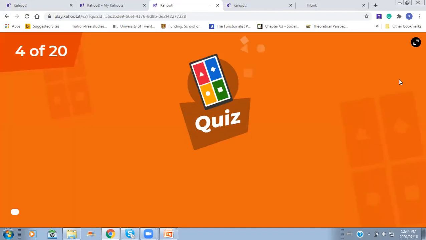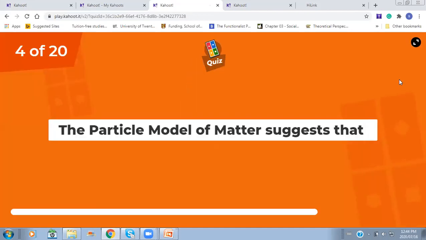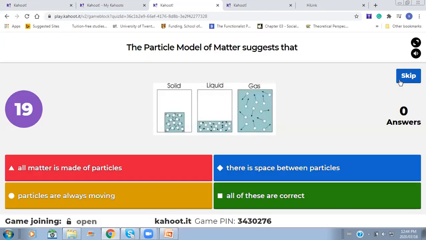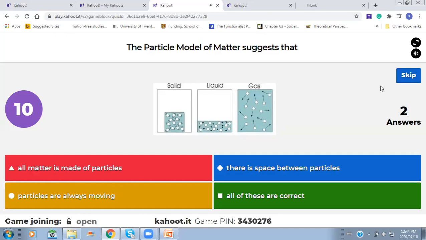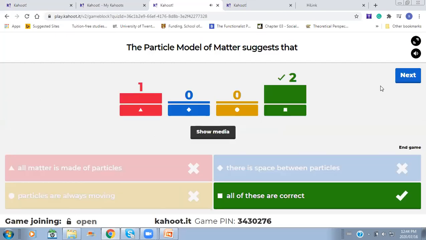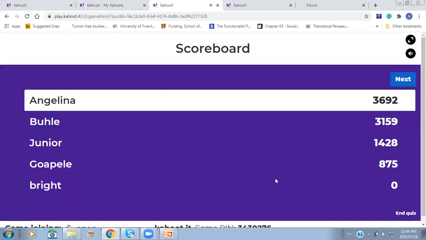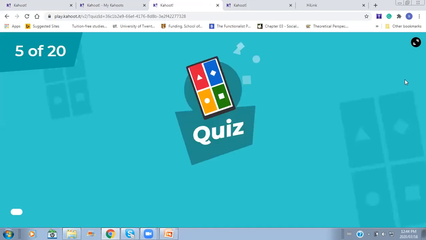So guys, let's do two or three and then we will go. The particle model of matter suggests that. So let's see, look at them. You should get it. The answer is there. The particle model of matter suggests that. All are correct. So let's see those who got it. Yes, okay, it's Angelina.